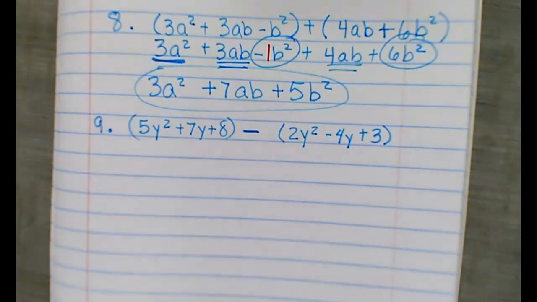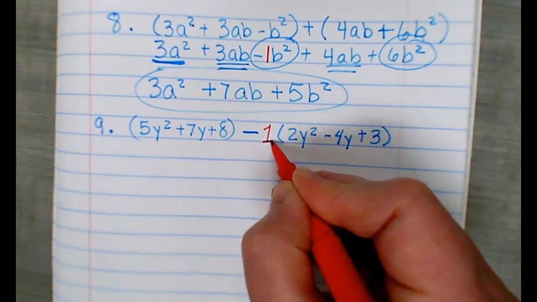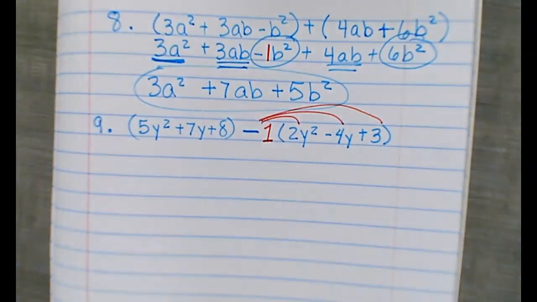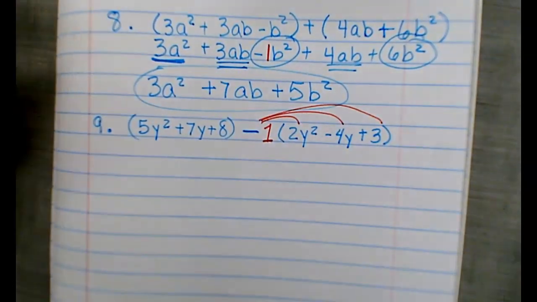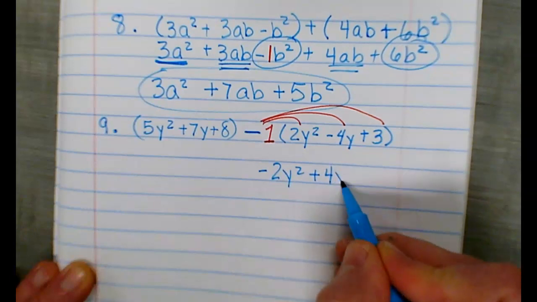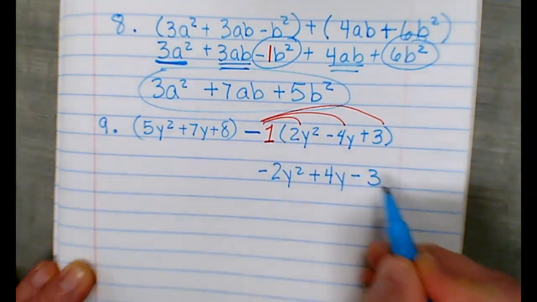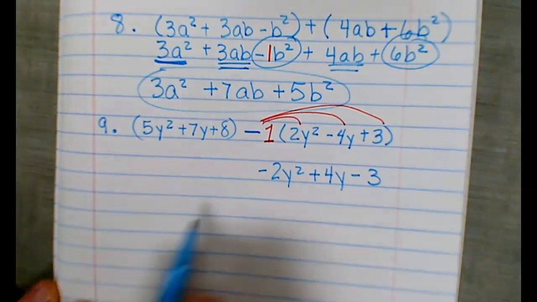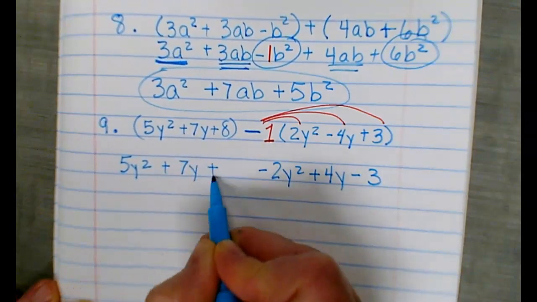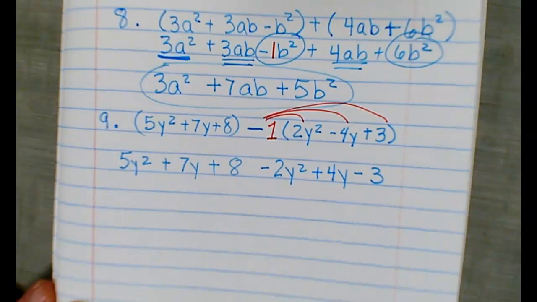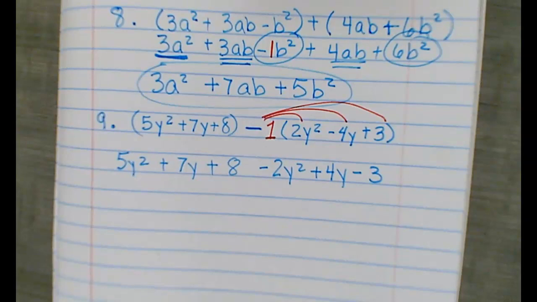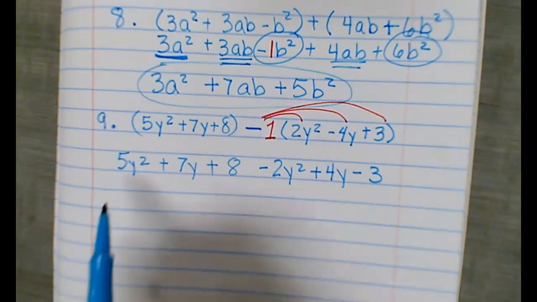Distribute the negative. The negative is like having a negative 1 right here. You have to multiply the negative 1 by all of those terms. Negative times negative makes a positive. Negative times positive makes a negative. Distribute the negative, drop the parentheses, combine like terms.